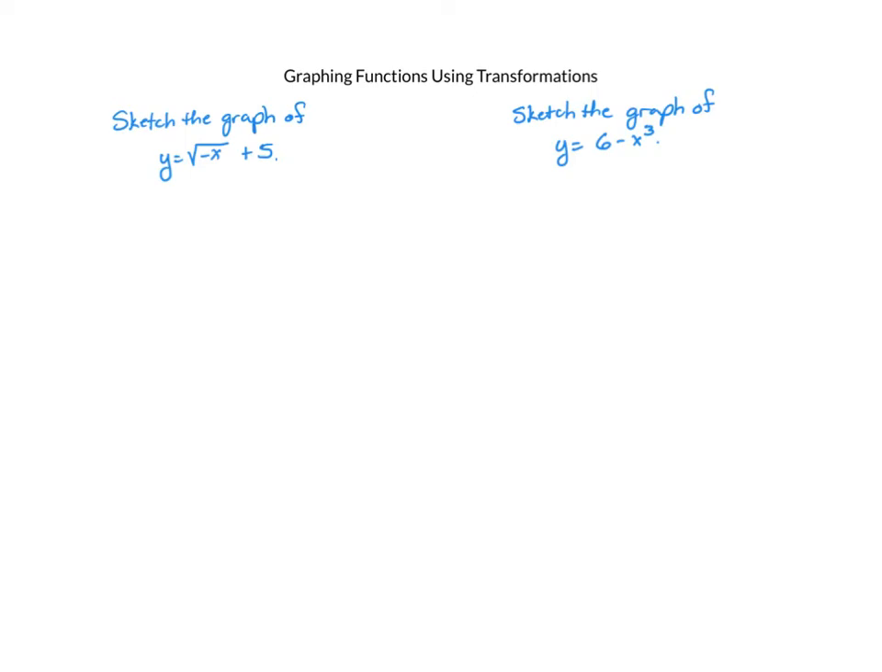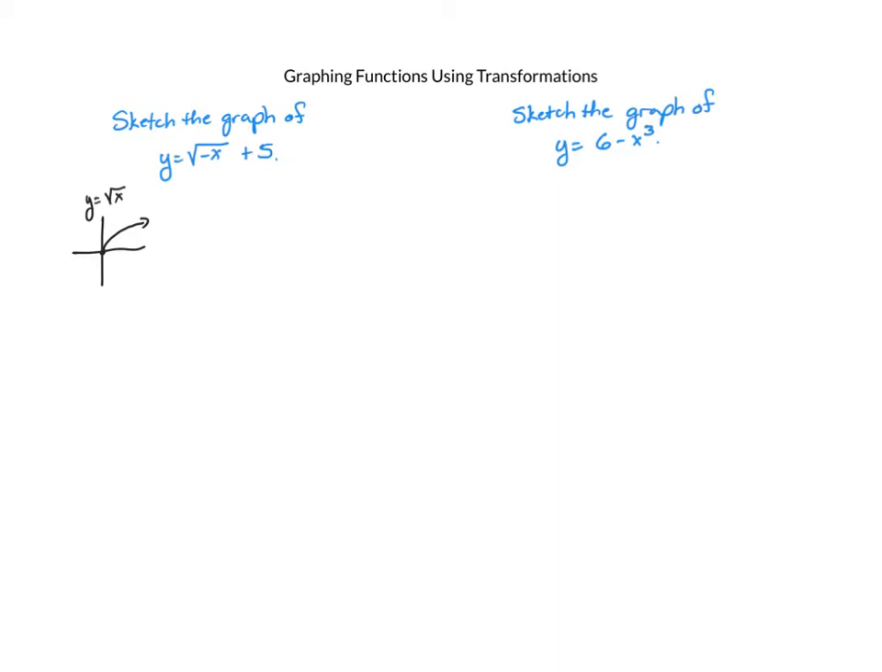Here's our next one. We're going to sketch the graph of y equals the square root of the opposite of x, plus 5. Remember, our base graph, or our parent graph, for this one would be our square root graph. I hope you remember that this one looks like this. It's that half of a parabola on its side. Remember, it has a restricted domain because we want to take square roots of positive numbers only.